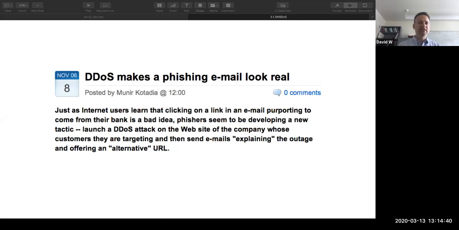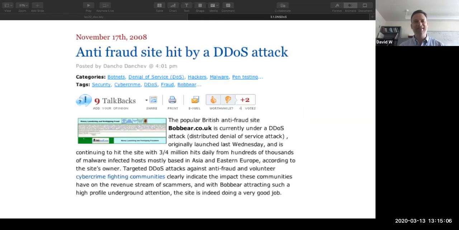Here's another attack from a decade ago or more. Attackers using denial of service to facilitate another attack. So the bad guys sent out a phishing email, and then they would take down the real bank's website, and the phishing email would say, "Our normal website is down, so please go here to access your account."